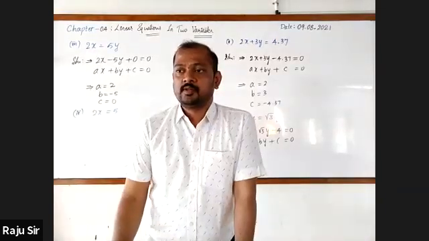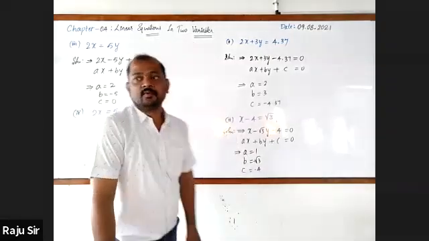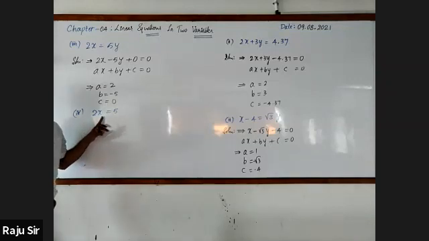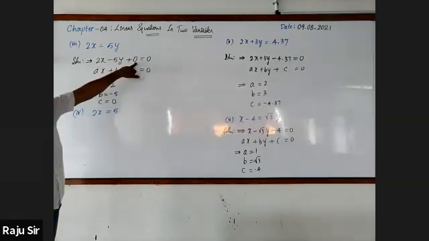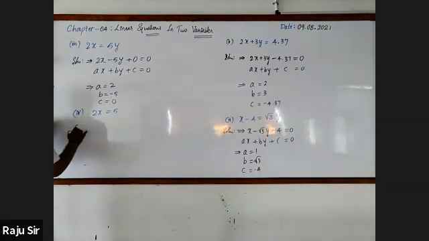2x minus 1... 0y minus 5 is equal to 0. In the previous problem, there was no c term, hence we put 0 in place of that. Here there is no y term, so 2x minus 1... plus 0y minus 5 is equal to 0.